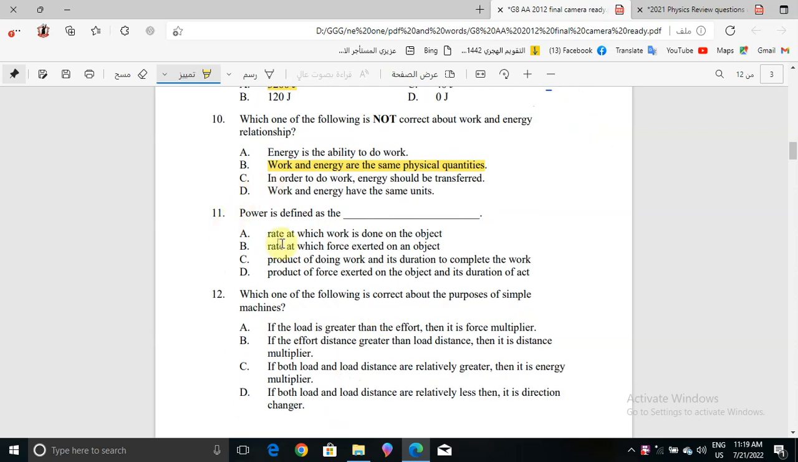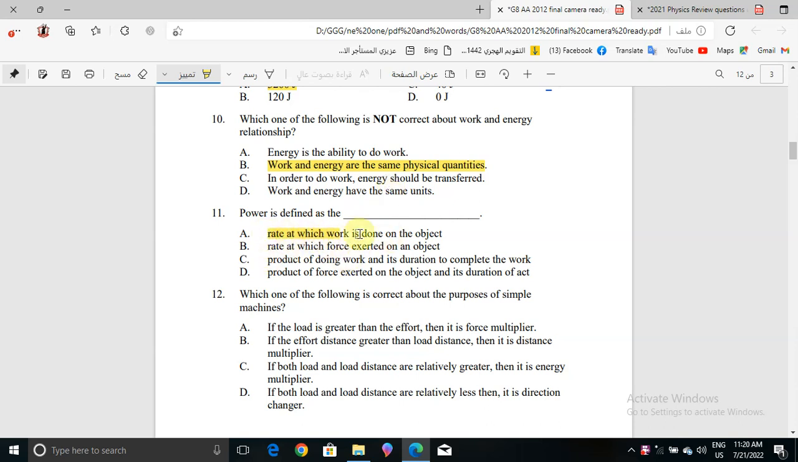Now question number 11, power is defined as what? The rate at which work is done on the object, the rate at which force is exerted on an object, the product of doing work and its duration to complete the work, or the product of force exerted on the object and its duration of action. The correct answer will be A, which is the rate at which work is done on the object.